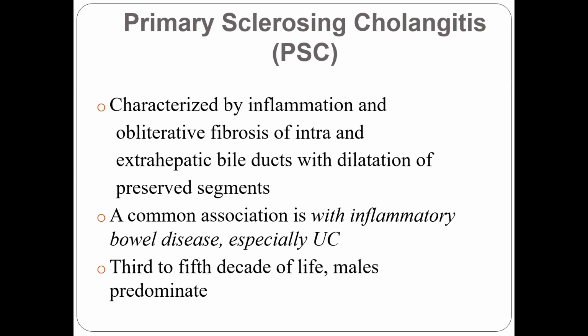Similar to what you see with other autoimmune diseases, where type 1 diabetes happens in patients with vitiligo, patients with Hashimoto's, right? So the same thing here. Primary sclerosing, always keep that. That was a question on my board exam, believe it or not.